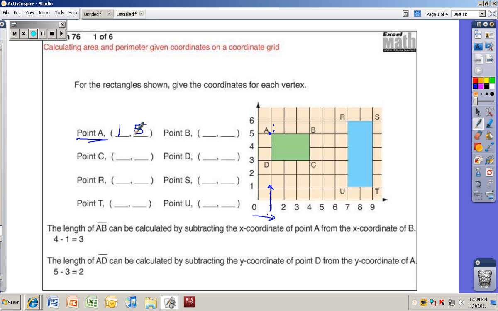So point B is where? Point B would be, so you go from here, so it's 4, and then up 5. So there you go, 4, 5. Point C would be over 4 and up 3. So 1, 3. Point D would be over 1 and up 3.